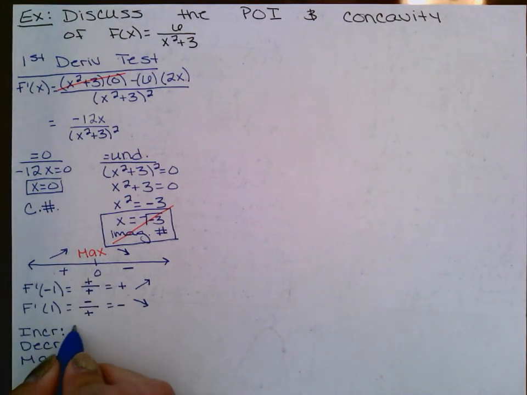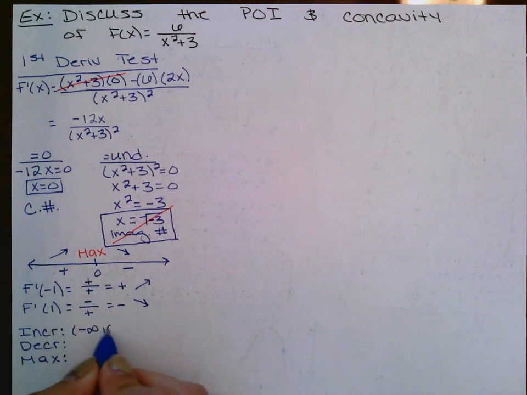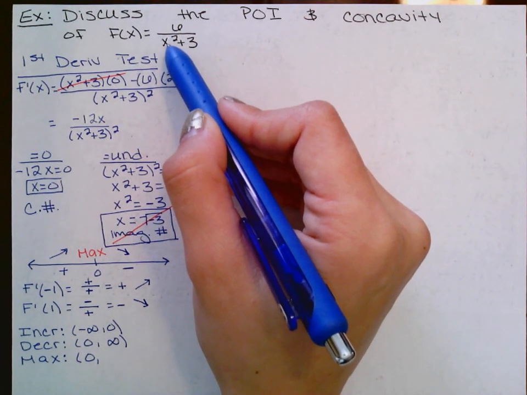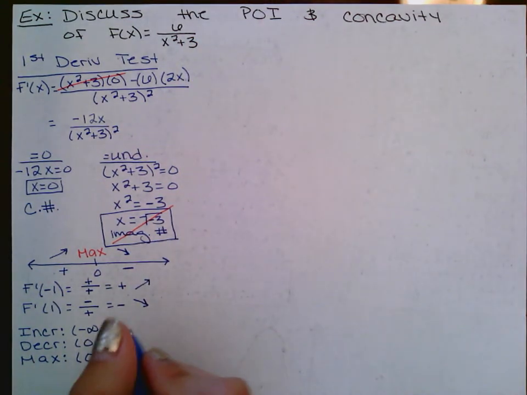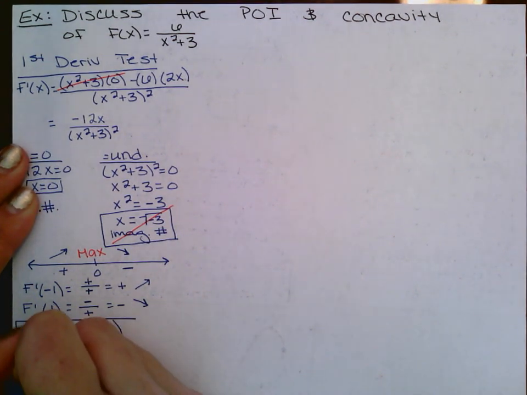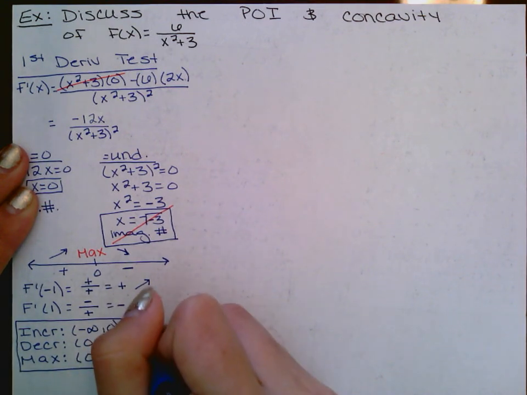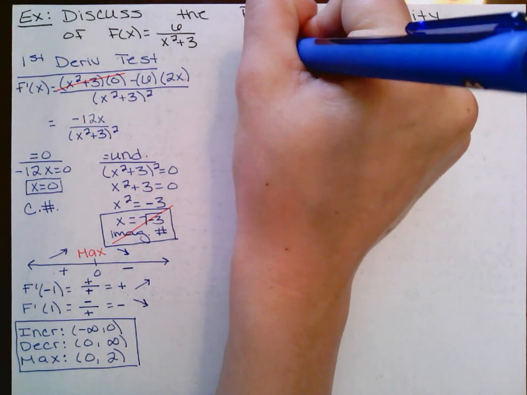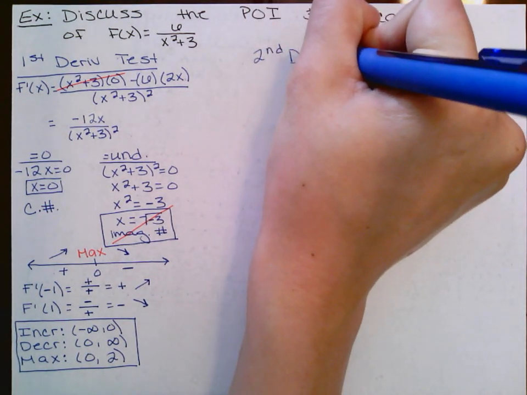So I was increasing from negative infinity to 0, and then I decreased from 0 on to positive infinity, and my max is located at 0. The way I find the location is by plugging my 0 into the original. If I plug a 0 in here, I'm left with 6 over 3, which equals 2. Done with my first derivative. Let's check out the second derivative test.